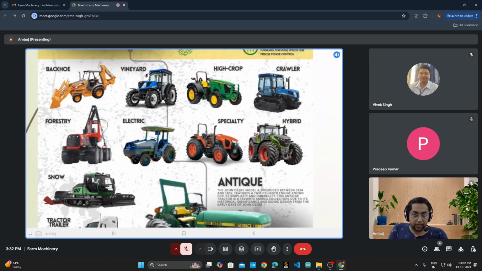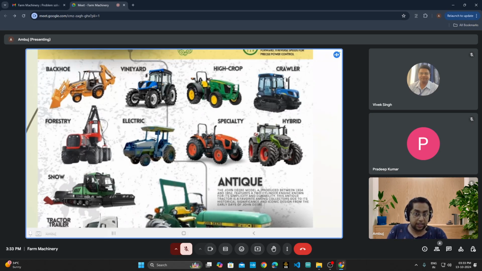Then the vineyard tractor is there. Vineyards means crops like grapes are grown there, strawberries, cherries, crops from which wine can be made. That is why the name vineyard has been given to that particular tractor. What facility does it have? It has somewhat lesser height, and the track width and wheelbase are somewhat minimized.